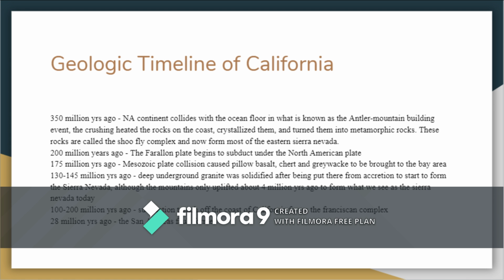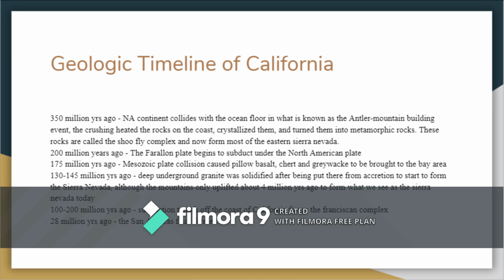200 million years ago, the Farallon Plate begins to subduct under North America. 175 million years ago, the Mesozoic plate collided with the North American plate and caused basalt, chert, and greywacke to come to the Bay Area.